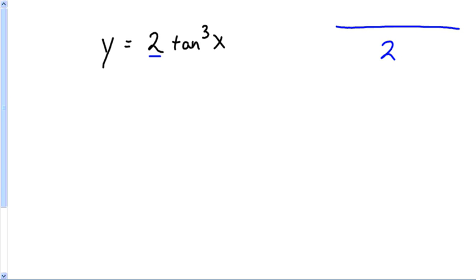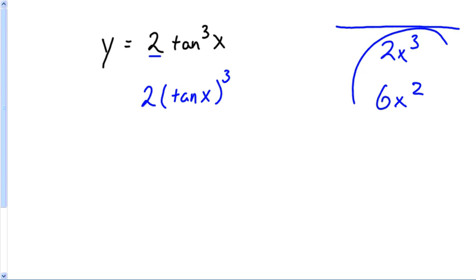So just like we wouldn't do a product rule on 2x cubed, we're not going to do a product rule here. It's going to be treated the same as 2x cubed, 6x squared. This will be done the exact same way over here. So we will write this as 2 tangent x cubed, and we'll treat it just like it was this guy. So here we go. If you're ready, it's just a chain rule.